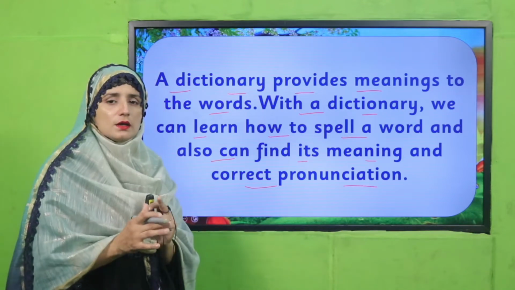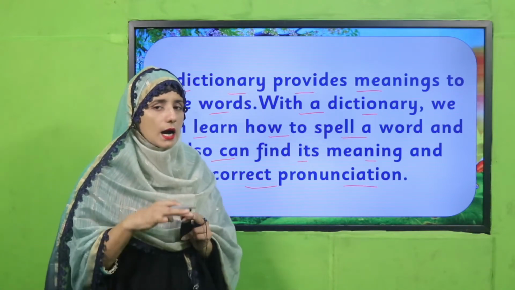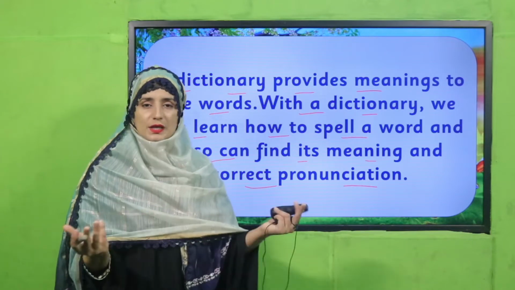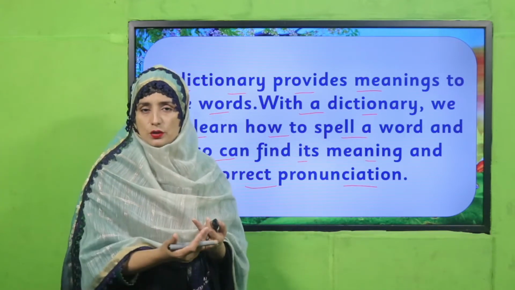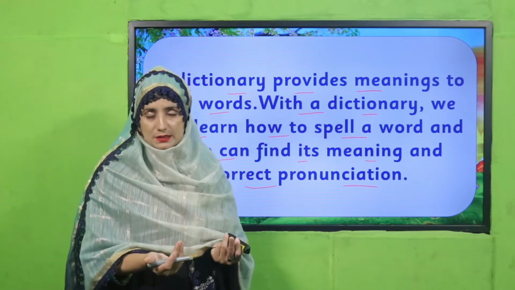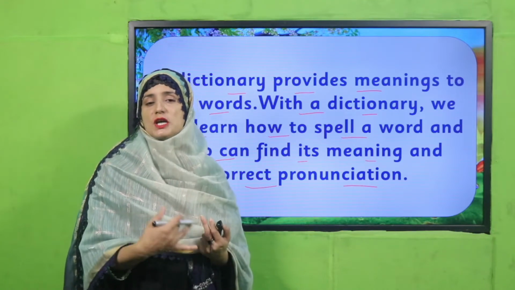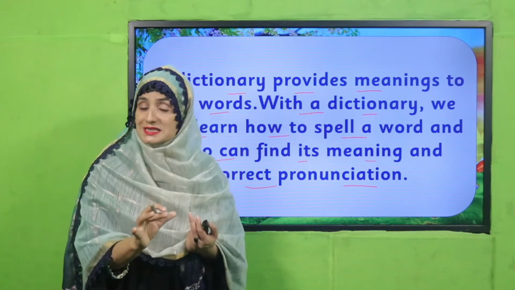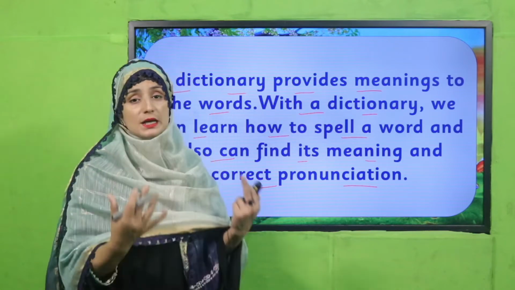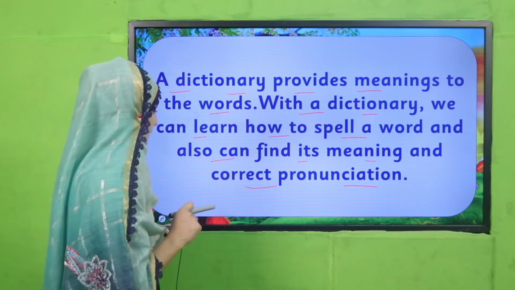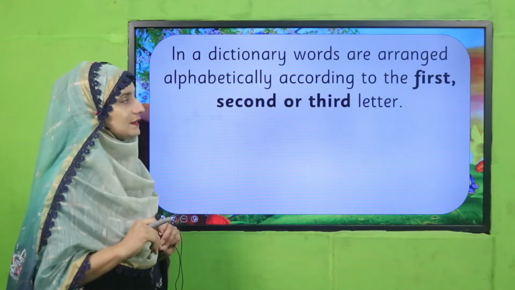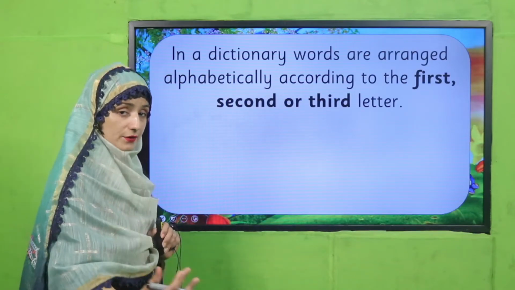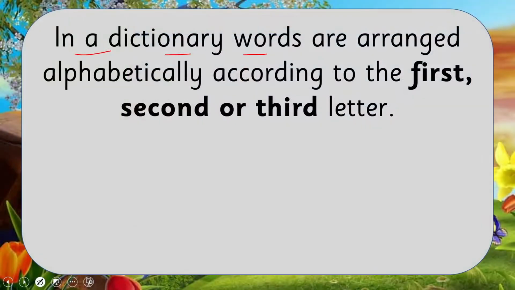We can find words easily. But the question is how we can find them. We can see a dictionary, moreover, you have one in your home also, and mostly we see dictionaries in libraries and in our school also. So the question is how we can use it. So today we are going to learn how we can use it. See there, how words are arranged in a dictionary. In a dictionary, words are arranged alphabetically according to the first, second or third letter.